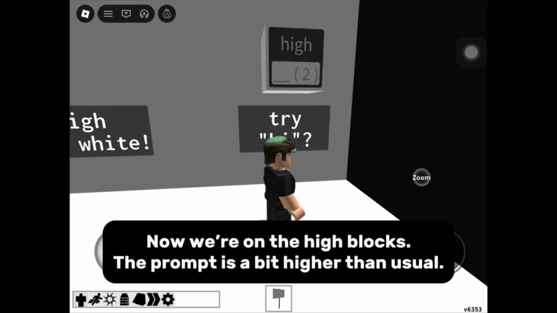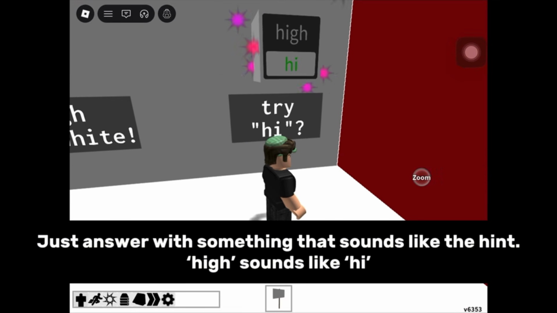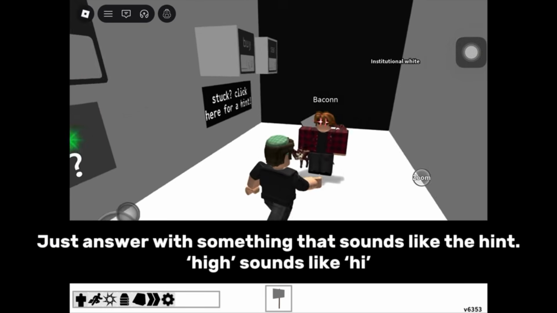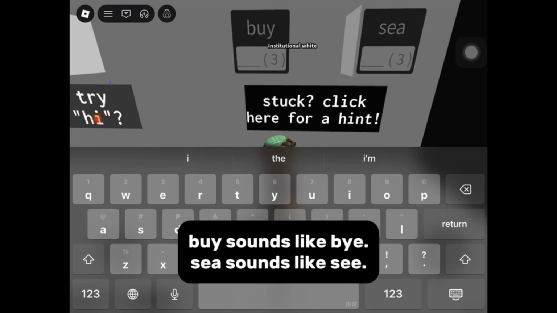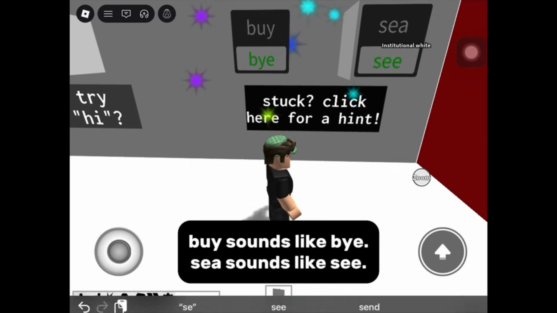Now we're on the high blocks. The prompt is a bit higher than usual. Just answer with something that sounds like the hint. High sounds like high. I sounds like by. Z sounds like C.